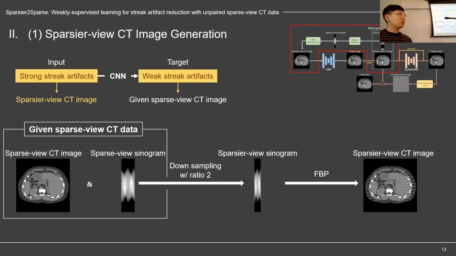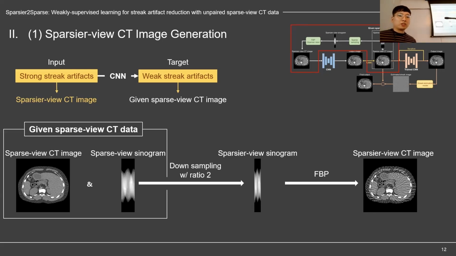Since only sparse view CT data are given to us, we should acquire the pairs of input and target from the given sparse view CT data. For this, we generate an image that has stronger streak artifacts than the original streak artifacts in the given sparse view CT image. We denote this image as a Sparsier view CT image, where Sparsier means more sparse than sparse.